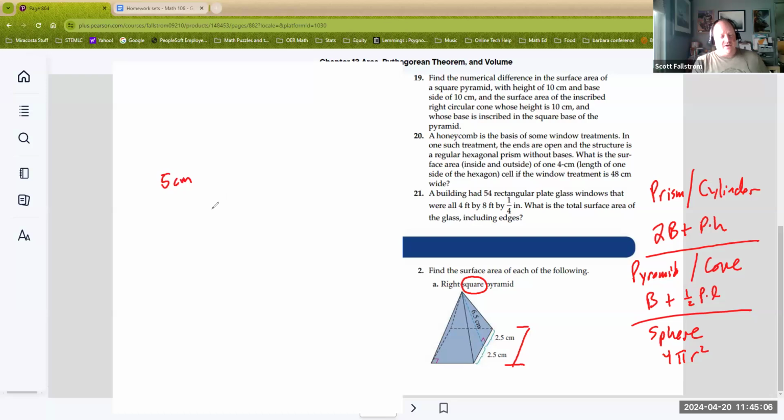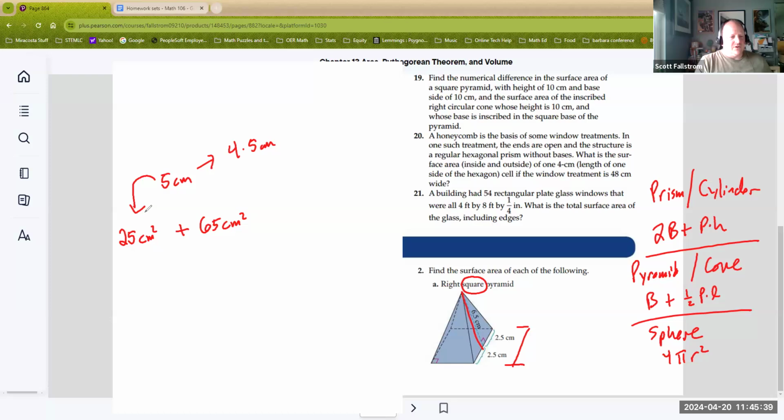It is a pyramid, so I need the area of the base. The area of the base is 5 times 5. That's 25 square centimeters. Now I need half the perimeter times the length. Well, the perimeter would be 4 times 5. That's 20. Half of 20 is 10. So it's 10 times the slant height, which would be 65 square centimeters.